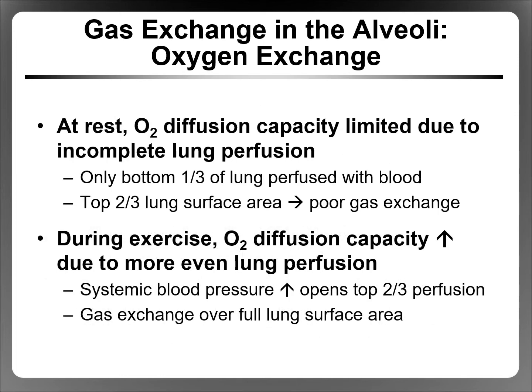So at rest, our oxygen diffusion capacity is limited due to incomplete lung perfusion. So when I go to breathe in at rest, I'm not using the full capacity of my lungs. I'm only using about the bottom third of our lungs, and only that bottom third is going to be fully perfused with blood. The top 2/3 of my lung surface area is going to have poor gas exchange. However, as I start to exercise, this O2 diffusion capacity is going to increase because we're getting more lung perfusion. So my systemic blood pressure will increase, and this is going to open the availability of the top 2/3 of my lungs for perfusion. This means gas exchange can now occur over the full lung surface area instead of just the bottom third.